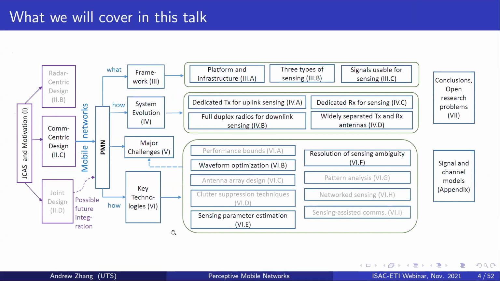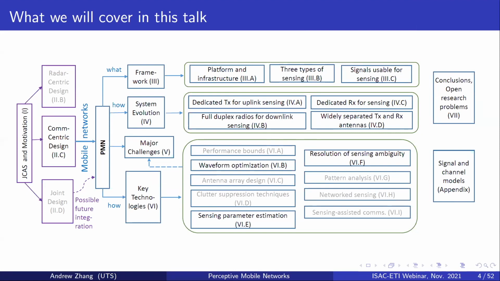I roughly follow the structure of our survey paper. As you know, there are three types of joint communication and sensing systems. Since we mainly used the terminology JCAS in the past instead of ISAC, I'll still use JCAS in this talk. The three types of JCAS systems are radar-centric, communication-centric, and joint design without using an underlying system. PMN is one type of communication-centric design. It integrates JCAS in mobile networks.